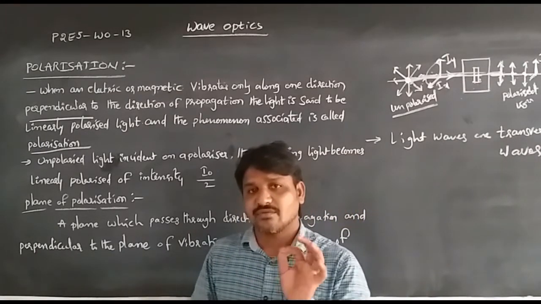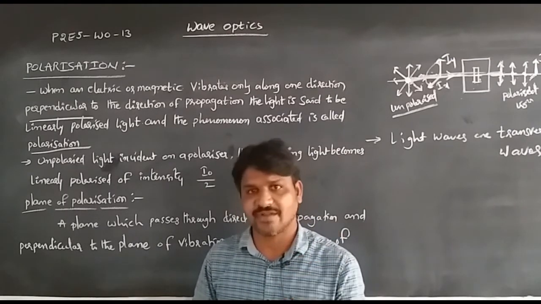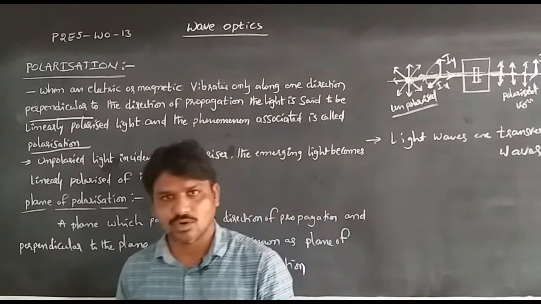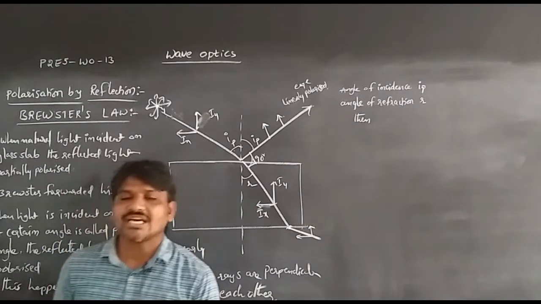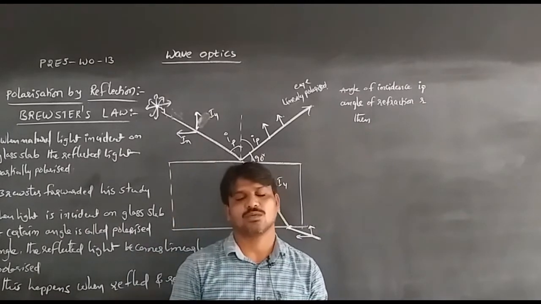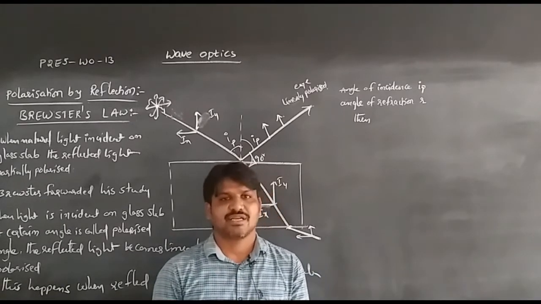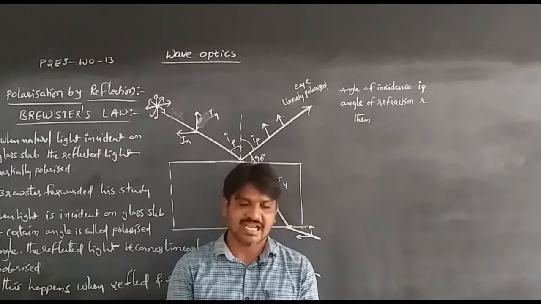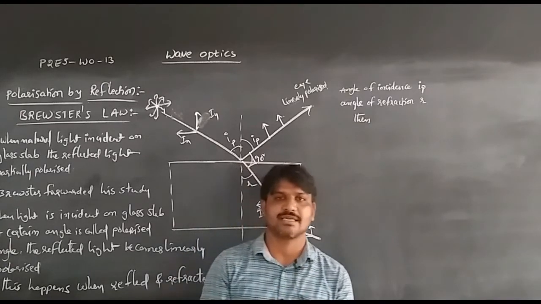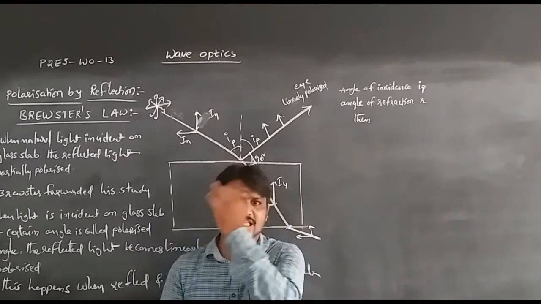Polarization can happen by reflection, refraction, scattering, and so on. Let's see what polarization by reflection means. Whenever light is incident on a surface, if it is a transparent medium, some of the light will be refracted and some will be reflected. A smaller amount of light is reflected and most of the light is refracted.